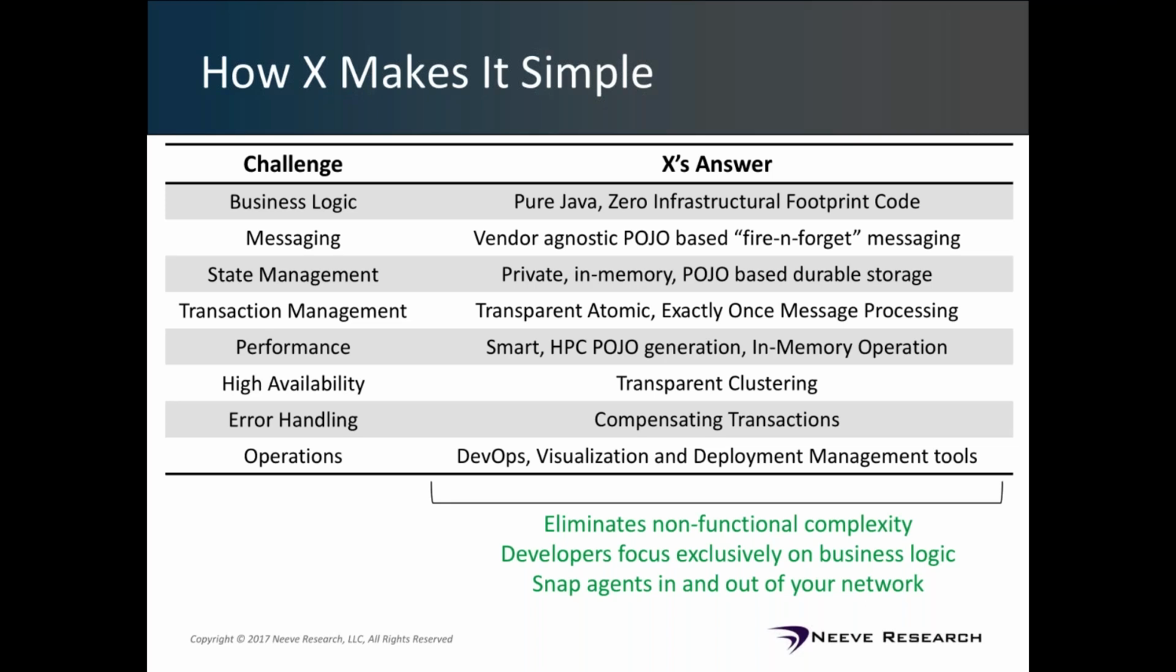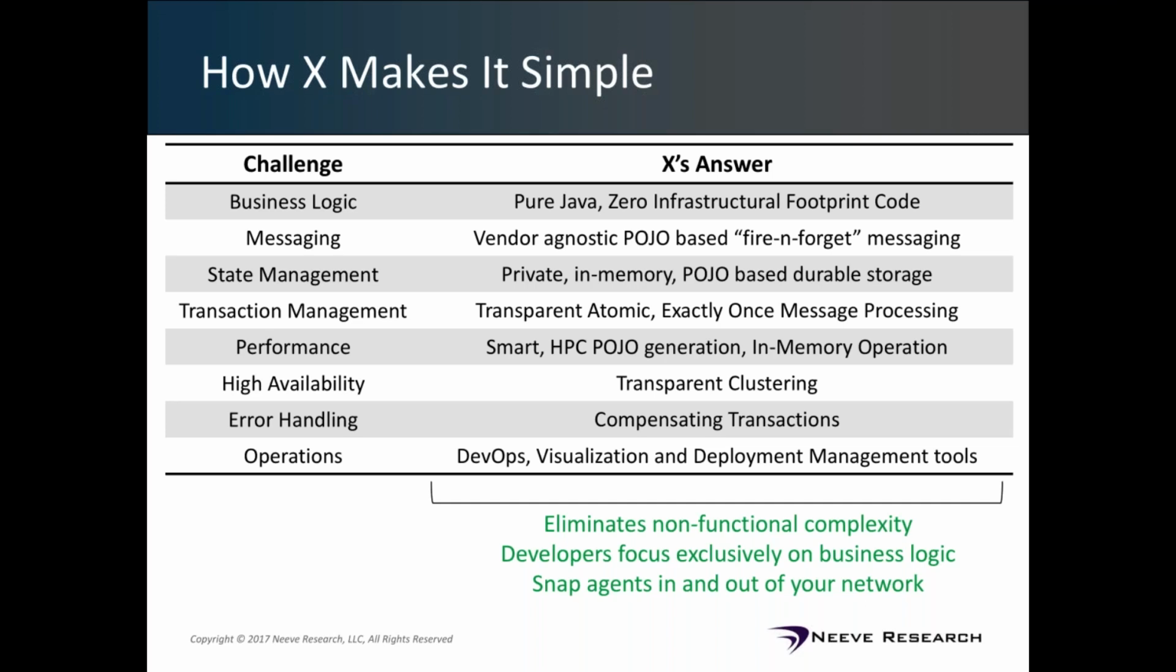Messaging is pure POJO-based fire and forget. You don't actually even know which messaging vendor you're working with. We support a variety of different messaging vendors. All you do is create POJOs, send them out, register a handler, and get POJOs. State management, once again, is the same: private, in-memory, POJO-based durable storage. It is completely POJO-based, completely private, completely in-memory, backed by durable storage on disk, and clustering.